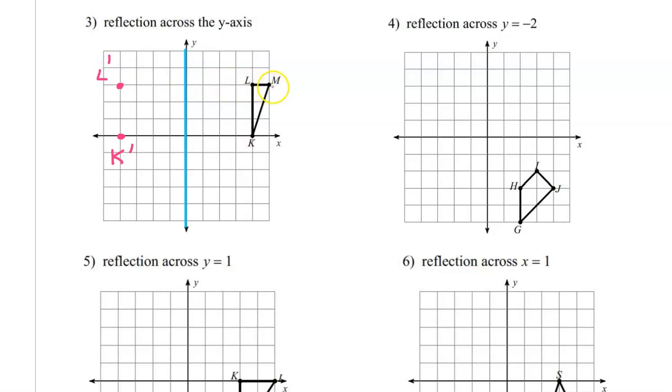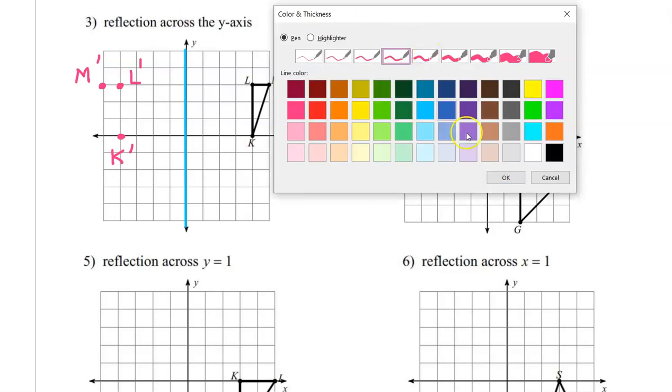And then M is 5 units to the right. In fact, this L prime is going to be in my way. Because M prime will be 5 units to the left, so M prime will be right here. And now we can draw the triangle.